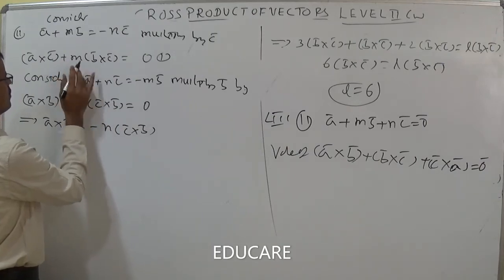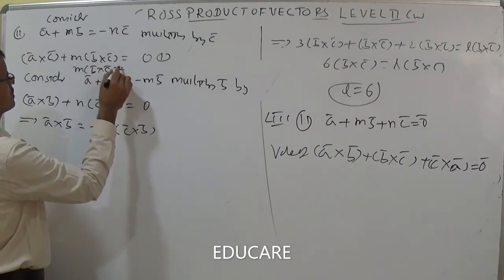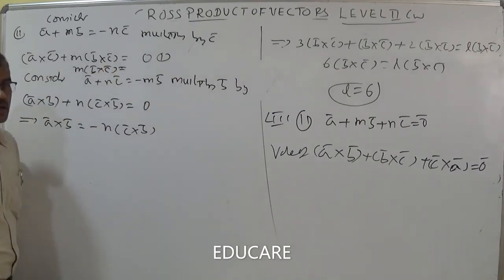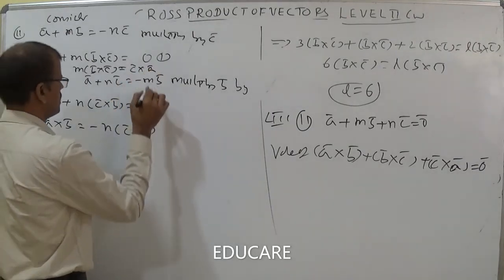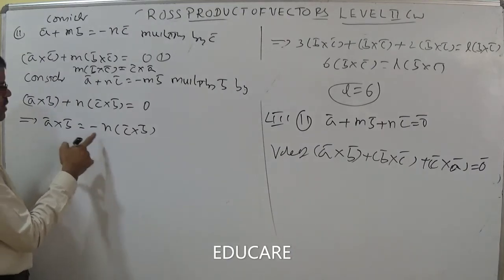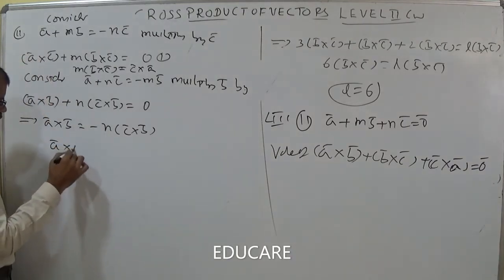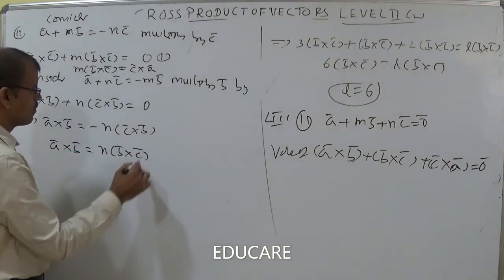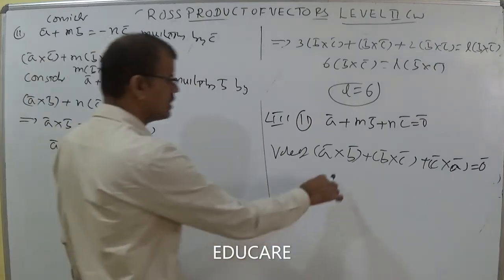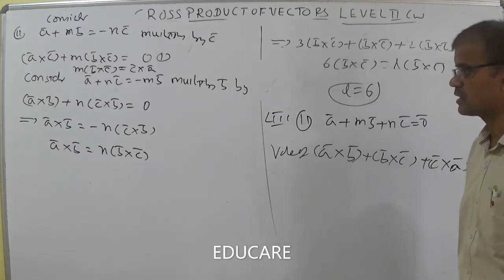Here I am writing that M into B bar cross C bar is equal to this one, taken to that side. It becomes minus of A cross C. So you can write C bar cross A bar. Instead of A cross B, minus N into C cross B, you can write A bar cross B bar is equal to N into B cross C. So A cross B I changed in terms of B cross C, and C cross A also I changed in terms of B cross C.